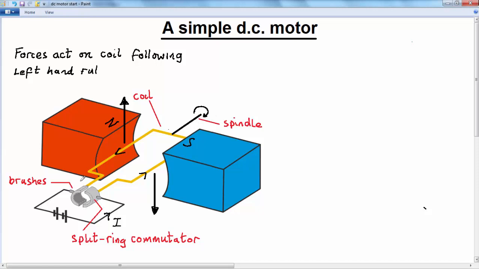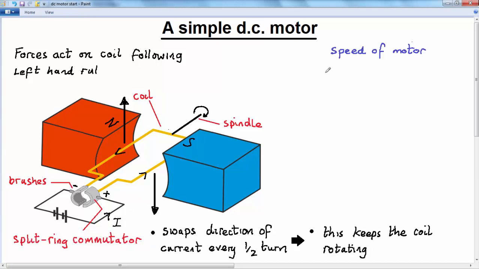Now then, if it wasn't for this split ring commutator, if you didn't have this here, then all that would happen is this coil would sort of rotate up to a vertical position and it would just stay there. It wouldn't be able to move any further. But what this does is it ingeniously swaps over the direction of flow of the current every half a turn. So instead of just staying in a fixed position, the coil is able to continue rotating.